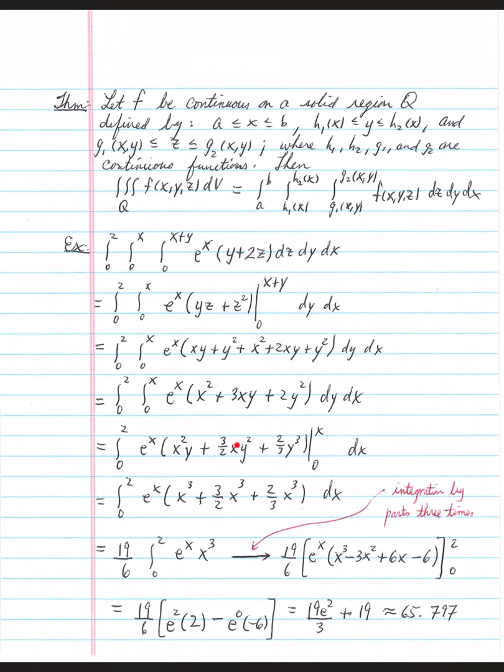x squared times x, that's x cubed times 3 halves. x cubed times 2/3. So we have 1 plus 3 halves plus 2/3. If we add all that up, that comes out to 19/6. I pulled the constant out, x cubed.